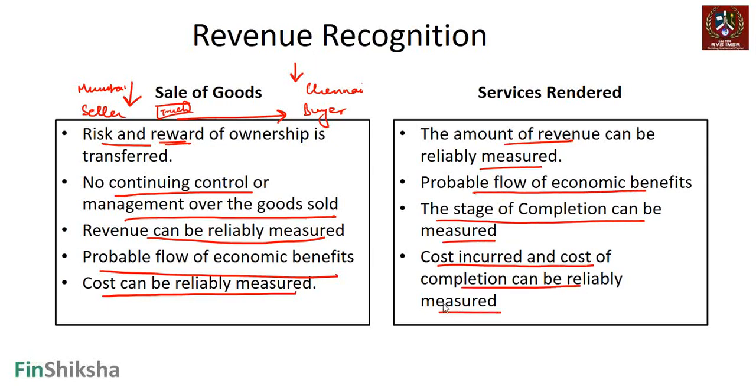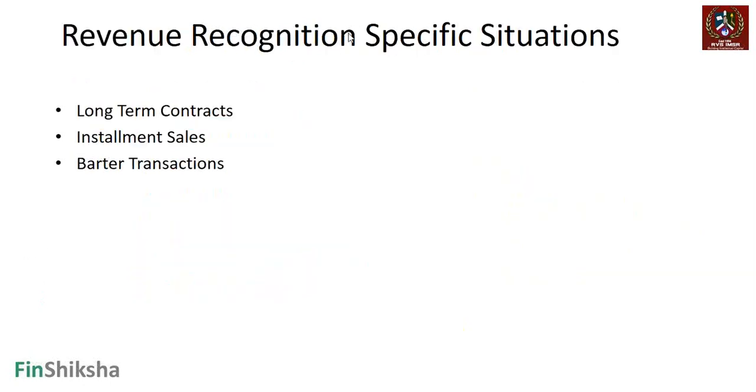I'll take an example and explain this in terms of how do you look at cost incurred and cost of completion, or the stage of completion here, as well as the stage of completion in the context of sale of goods, right? Now, there are specific situations where revenue recognition will become tricky. So we will look at each of these situations.